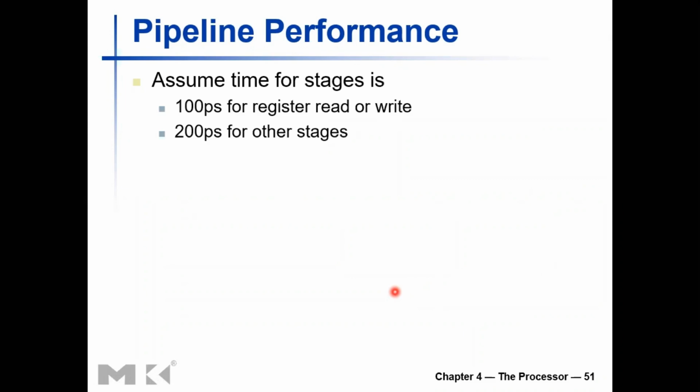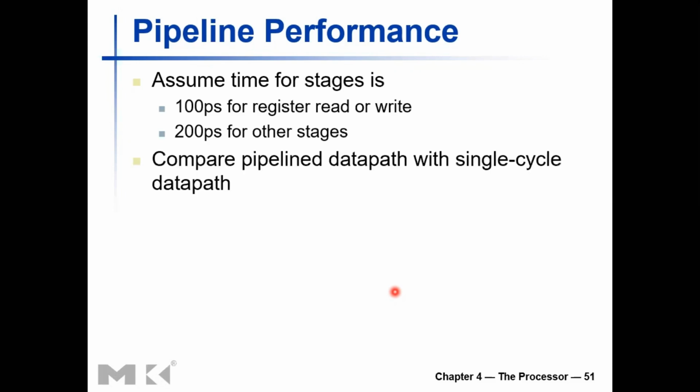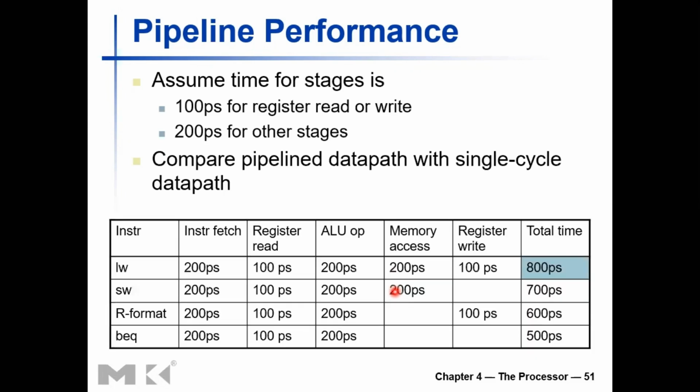So these are absolute times. These are not clock cycle times. Time for register reading or writing, let's assume, is 100 picoseconds. And for all the other stages or operations, we are spending 200 picoseconds. Each stage consumes 200 picoseconds, right? So let's compare the pipeline data path with the single cycle data path.